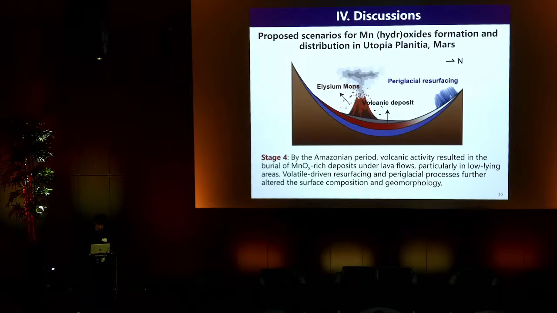And stage four, by the Amazonian period, Mars had largely dried out, leaving behind manganese hydroxide-rich VBF sediments in Utopia Planitia. However, subsequent volcanic activity from Elysium Mons buried these deposits under thick lava flows, particularly in the lower-lying regions of the basin. And this volcanic resurfacing obscured manganese-rich deposits and introduced variability in manganese hydroxide detection across different geological terrains.